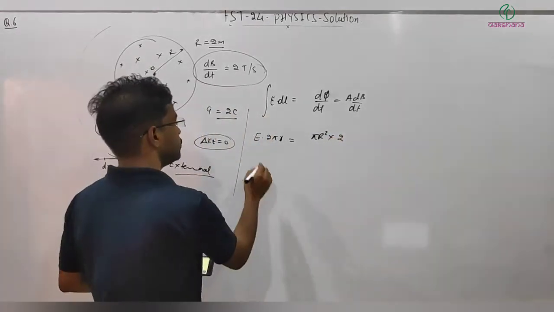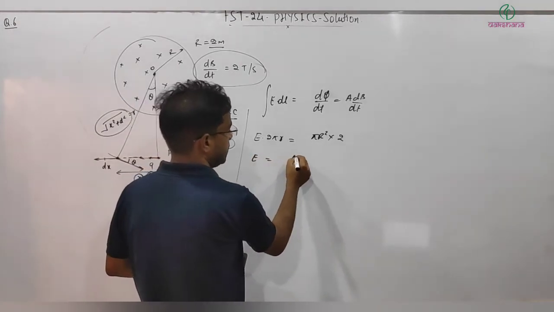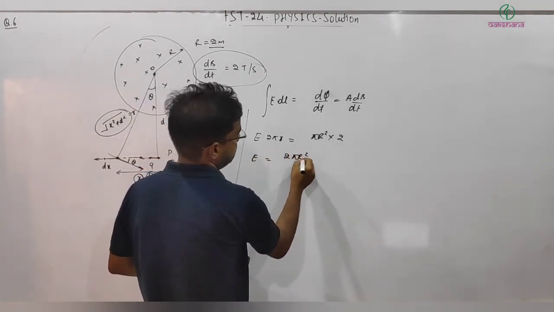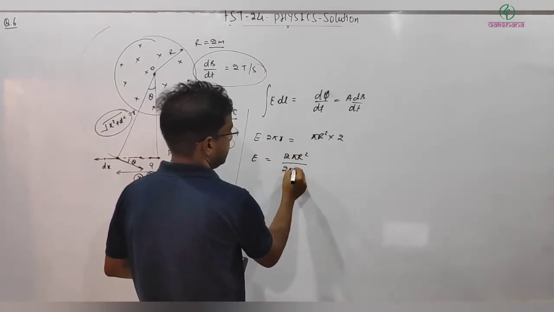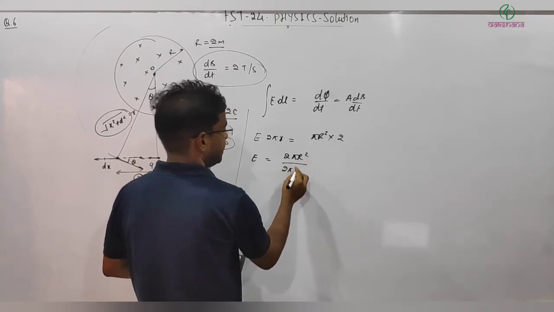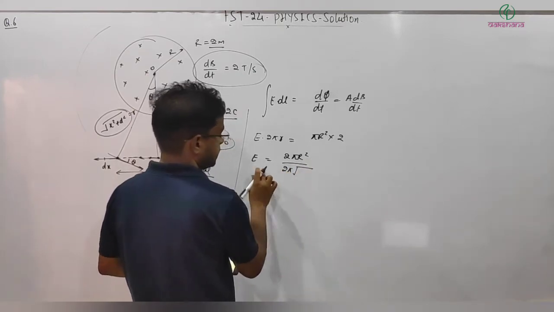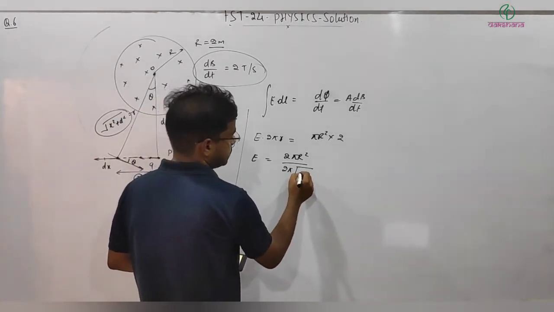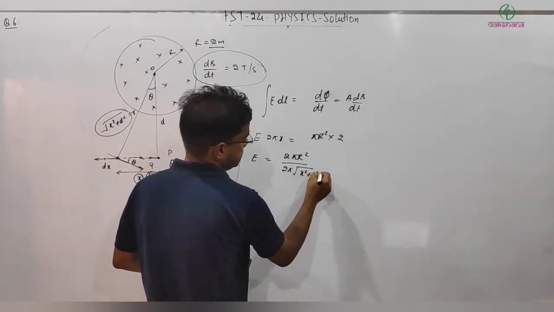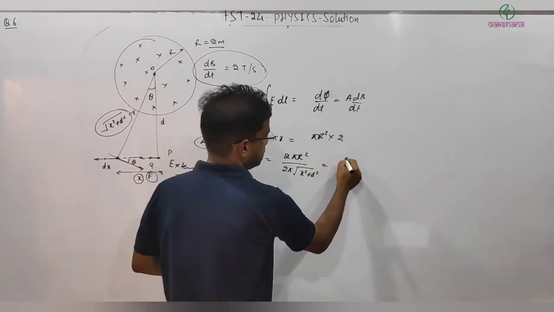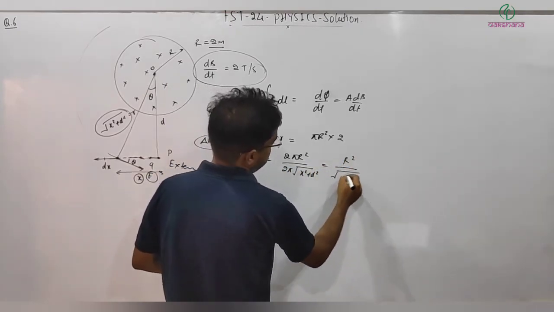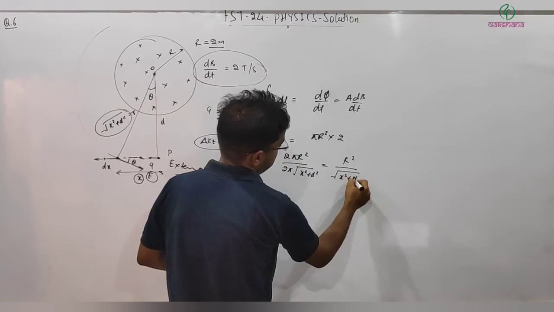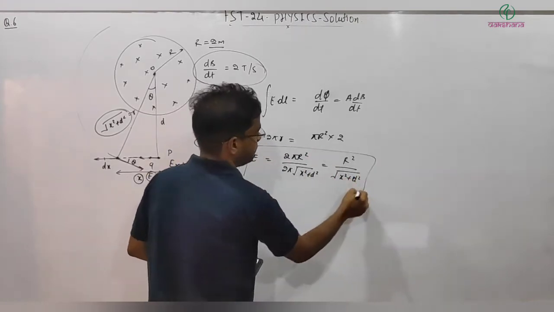So then we are getting E is equal to pi 2 pi r square divided by 2 pi, multiplied divided by, that's okay, r square, this is x square plus d square. Solving it, we are getting simply r square divided by under root x square plus d square. So this is the electric field.